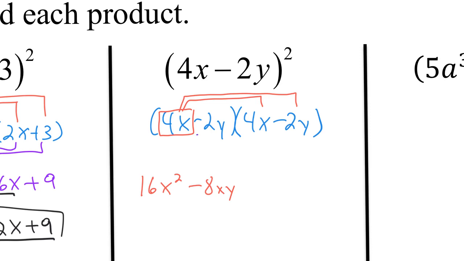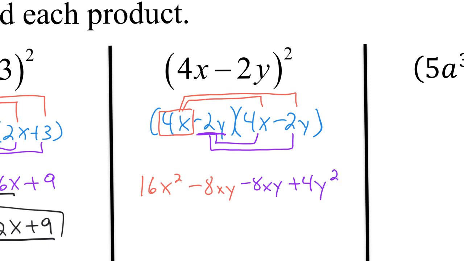And now you take the negative 2y here and you multiply by 4x. So negative 2 times 4, that's negative 8. Y times x. Remember, they're not the same variable, so you just put them side by side. And in alphabetical order, x goes first. So you put xy. And then you multiply negative 2y times negative 2y. Negative 2 times negative 2 is positive 4. And the y times the y, it's y squared.